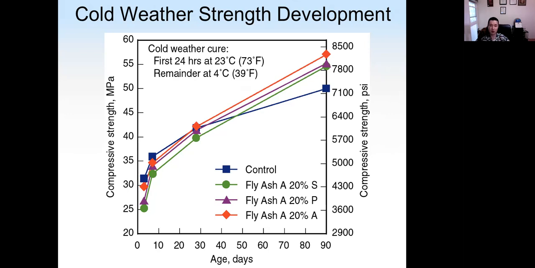Compared with the control, which is 100% cement, we can see at early age, up to a month, the control mix has higher strength. Again, this is because the pozzolanic reaction is slow. It needs time to catch up. So after the first month, the strength will be higher compared to the control mix.